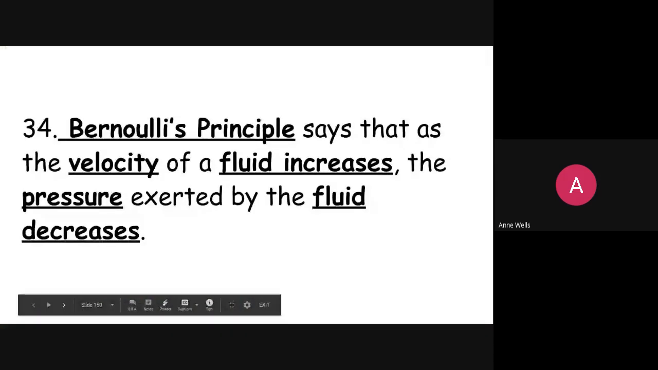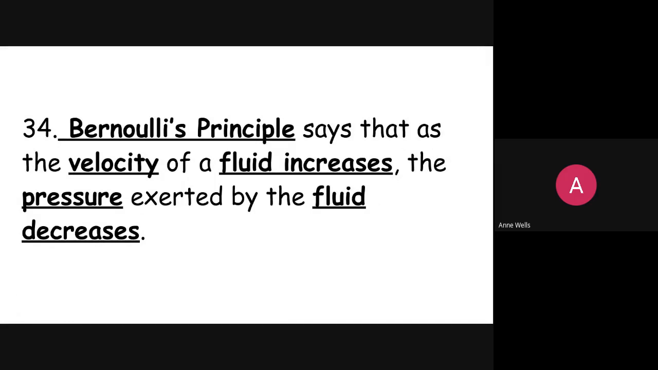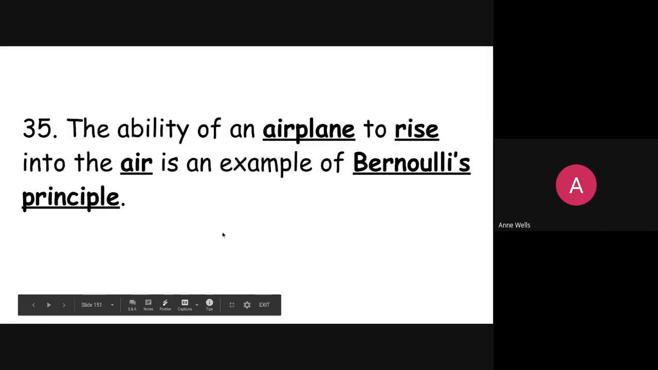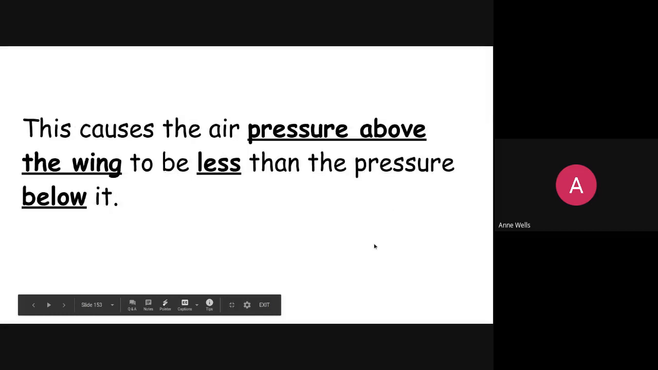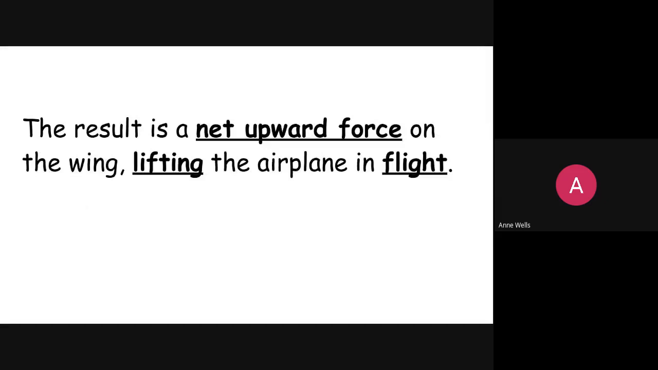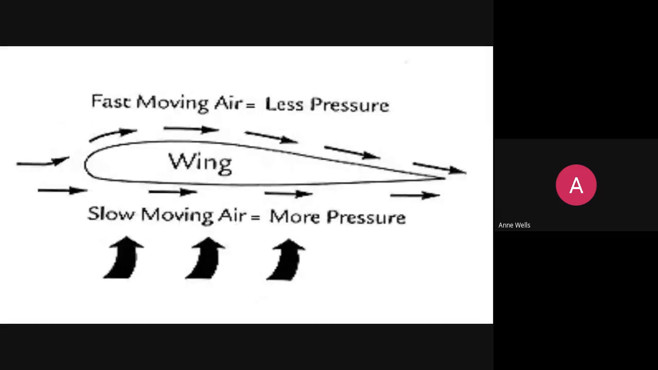And then we're going to talk about Bernoulli's principle. It says that as the velocity of a fluid increases, the pressure exerted by the fluid decreases. The ability of an airplane to rise into the air is an example of Bernoulli's principle. An airplane wing is curved on the top so that as the wing moves forward, the air passing over it must travel farther than the air passing below it. This causes the air pressure above the wing to be less than the pressure below it. The result is a net upward force on the wing, lifting the airplane in flight. You can study this picture.